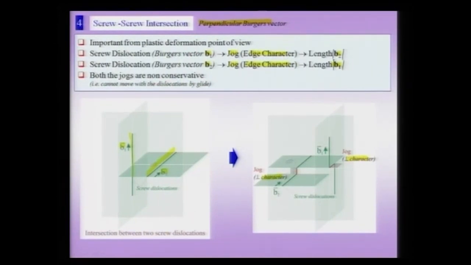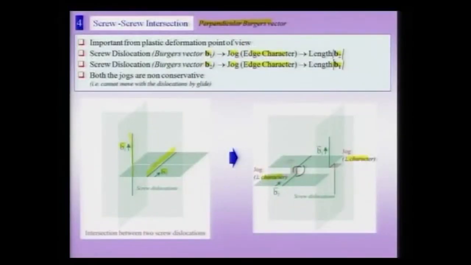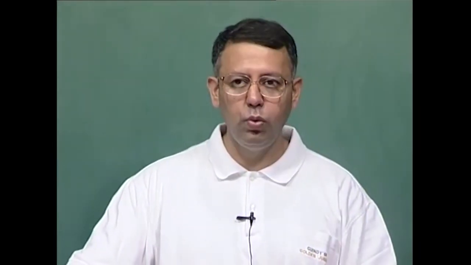Now, the important point to note is that both these jogs are non-conservative, that means they cannot move along with the dislocation line. So, these two jog segments act almost like pinning segments in the dislocation line. These segments which are of screw character can glide freely, while this segment which is of edge character cannot glide and would lead to pinning. So, this would be a mechanism by which the material would harden. In other words, this dislocation reaction would produce non-glissile segments leading to hardening of the material. That means, this dislocation cannot freely move on the slip plane.